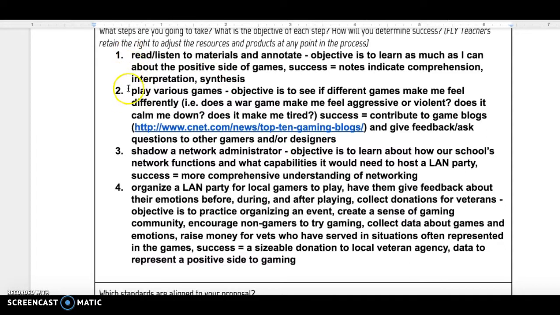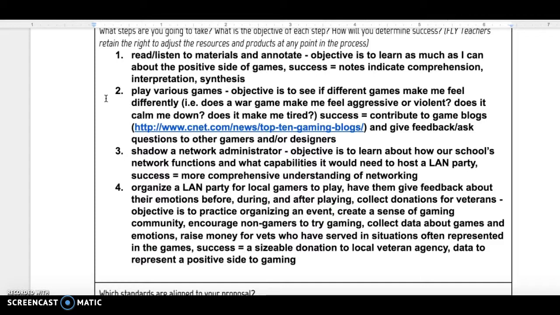So that's one element. He's also going to play various games, and his objective is to see if different games make him feel differently. So an example, does a war game make me feel aggressive or violent? Does it calm me down? Does it make me tired? And after he plays these various games, he's going to contribute to game blogs, and that will be his marker of success. He's going to give feedback or ask questions to other gamers and/or video game designers. And he even put that link into the top 10 gaming blogs that he can contribute to.